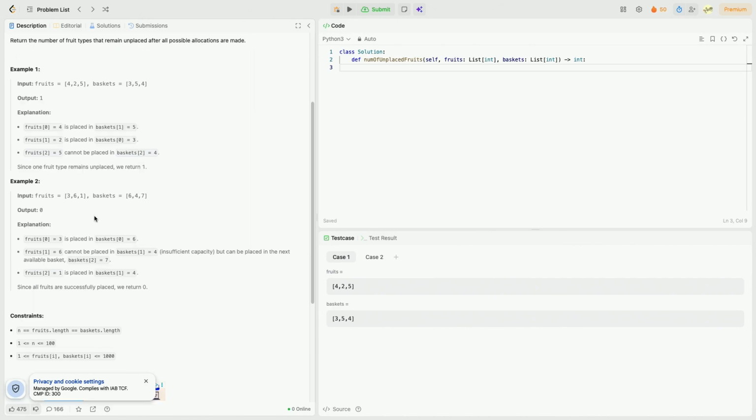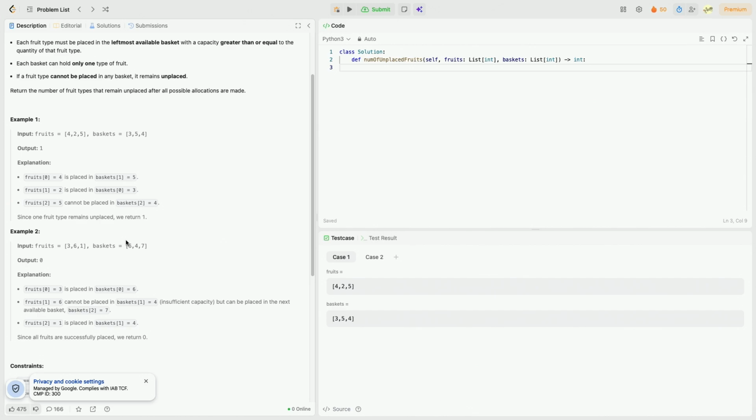Let's look at the second example. So fruits is 3, 6, and 1. I can place 3 and 6. I cannot place 6 in 4, but I can place 6 in 7. Yeah, so that's what actually happened. So we cannot place it there, so I have to place it into the next one. Interesting. And then we can place fruits in basket 1. So it seems like we're looping around. Okay, interesting. I don't know if I have more questions now or not.